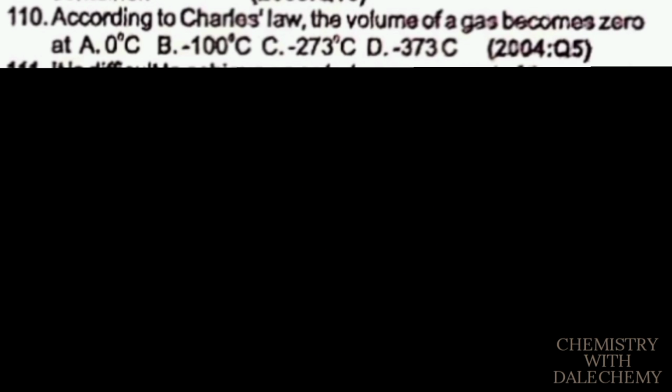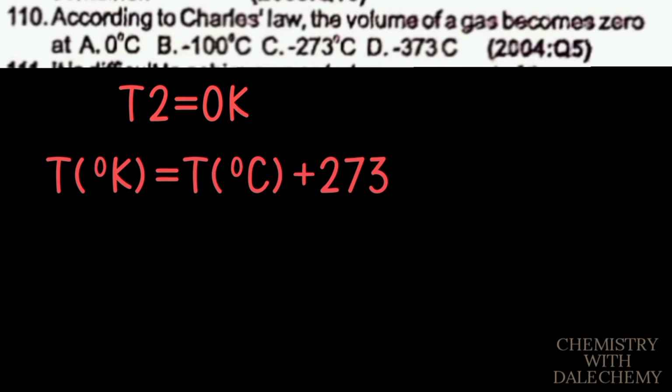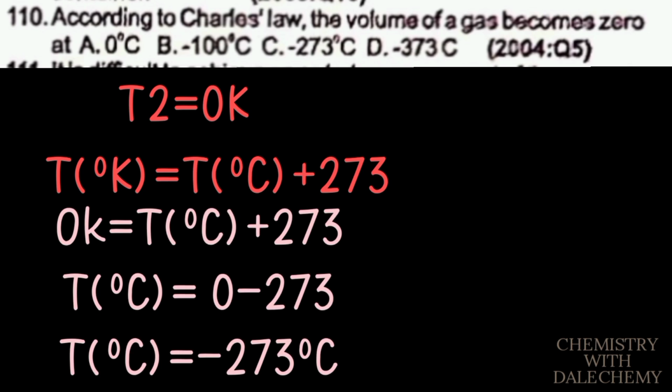Another problem is that we got our T2 to be 0 Kelvin, but from the options, all our answers are in degrees Celsius. So we have to convert this 0 Kelvin to degrees Celsius. I know that temperature in Kelvin is equal to temperature in Celsius plus 273. So 0 Kelvin is equal to temperature in Celsius plus 273. So temperature in Celsius is equal to 0 minus 273. So we have minus 273 degrees Celsius, and that's option C.